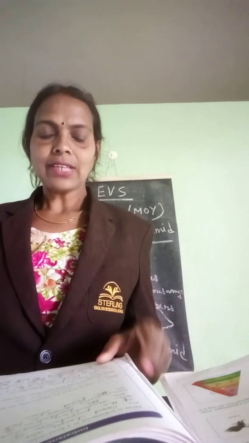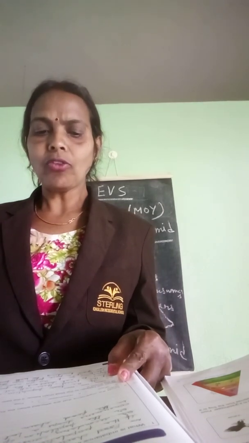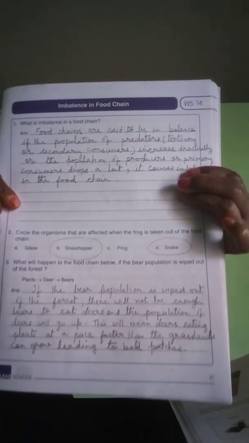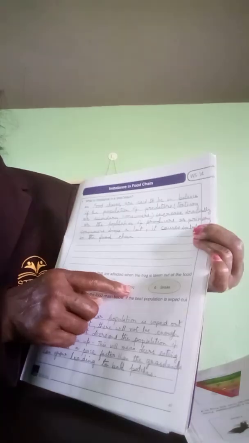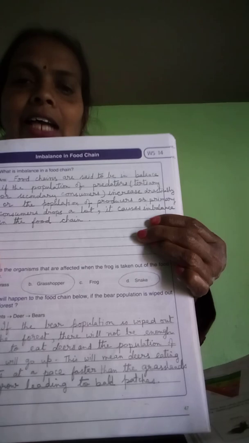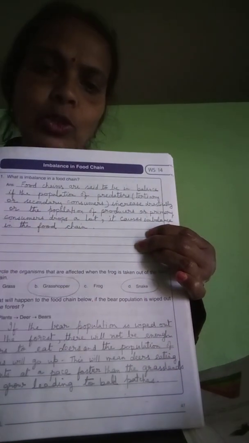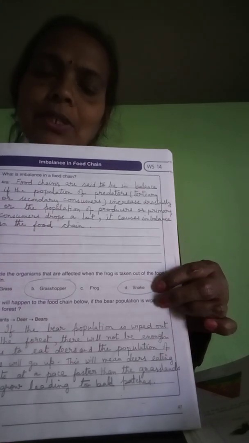Circle the second question. Circle the organisms that are affected when frog is taken out of the food chain. So this is the food chain, and you have to circle the organism affected when the frog is taken out of the food chain. Here frog is missing. If frog is missing, then which one is going to be affected in this food chain? Grasshopper will be more, and snake will have no frog to eat. So these two organisms are going to be affected.